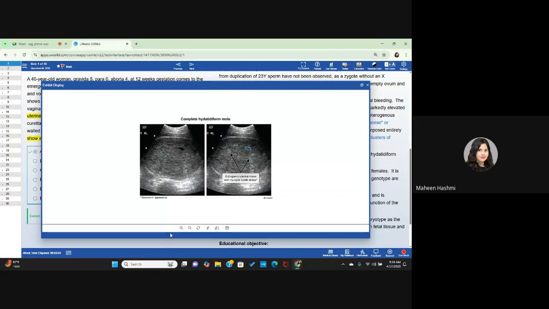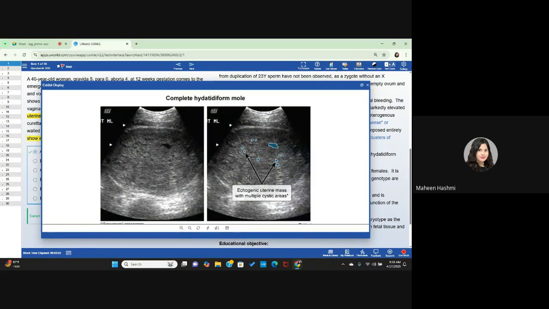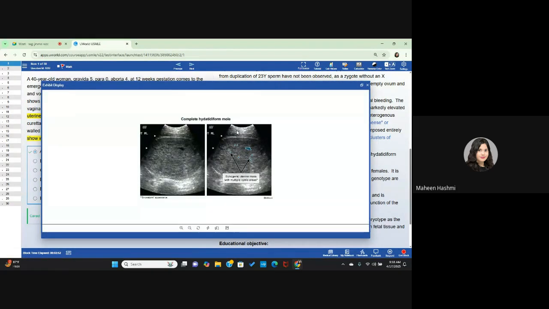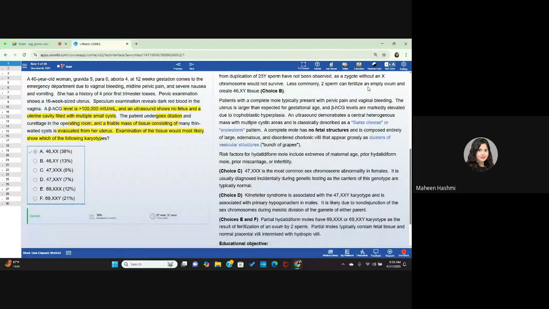On the ultrasound, you will see the snowstorm pattern. I want you guys to see what this is. Do you see this? This is an echogenic uterine mass with multiple cystic areas. Again, you will see a snowstorm pattern. Let me go again. So this is referred to as a snowstorm pattern, and it can also be referred to as bunches of grapes. On gross pathology, there are no fetal parts present.